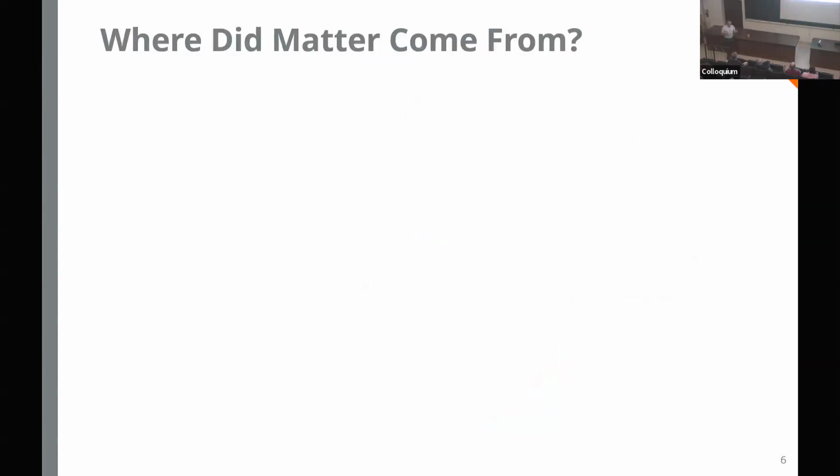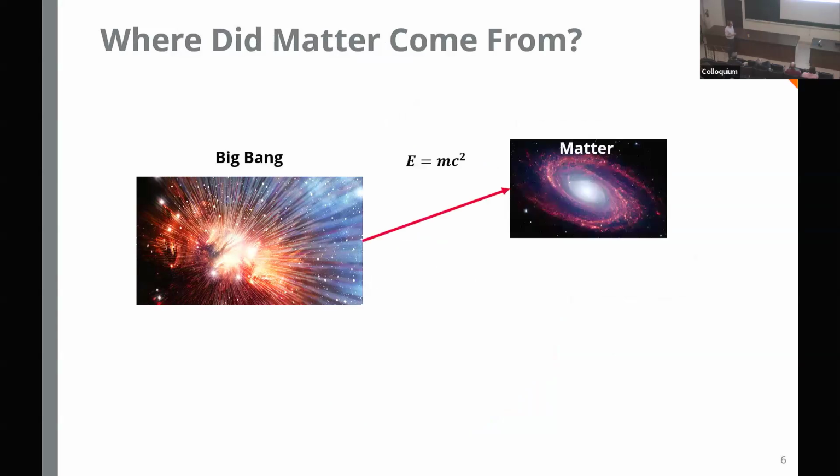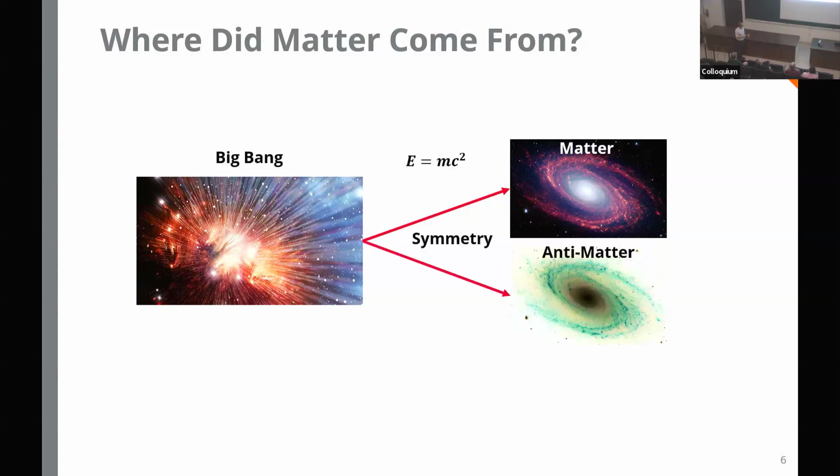What I mean when I say I don't know where it came from, the brief version of our model of how the universe came to be is there was a Big Bang, which was a tremendous release of energy. E equals mc squared, that energy converted into mass, and as the universe expanded and cooled, it coalesced and formed planets and galaxies and everything else that we know about. But there's a problem with this explanation.